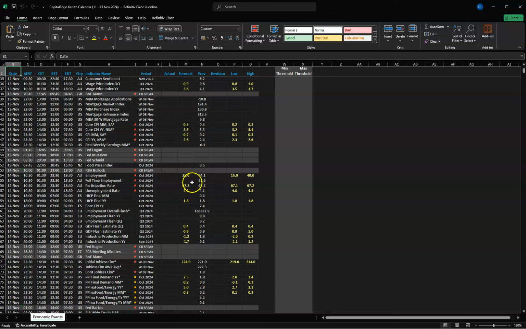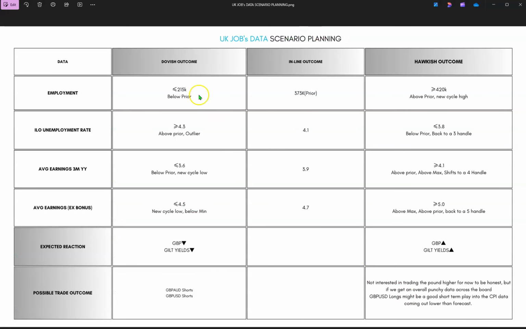So that's a huge drop on the employment number. No forecast for the full time, but for the unemployment rate, markets are also expecting this to increase with the max here at 4.3. So it's pretty tricky because obviously, if we actually do get this dovish outcome, guys, it's going to be a massive downside. That's what I do feel. It's going to be a massive downside for the pound.